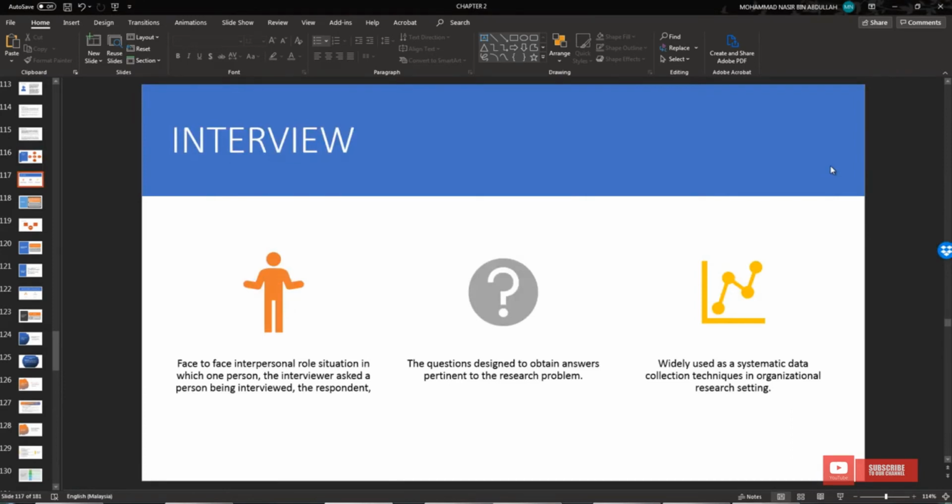An interview is a face-to-face interpersonal role situation in which one person, the interviewer, asks questions of a person being interviewed, the respondent. The questions are designed to obtain answers pertinent to the research problem, right? So each question that the interviewer asks the respondent should be pertinent to the research problem. It is widely used as a systematic data collection technique in organizational research settings, right?